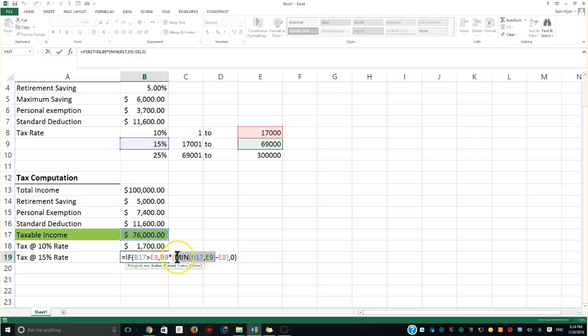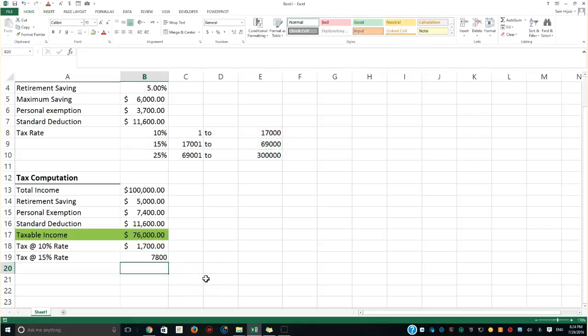However, we have to figure out what the amount really is. The amount is going to be the minimum of the 69,000, minus the 17. Then we multiply it by the 15%. Okay, great. At least we're making a mistake, we're learning from it, so this is good. And we're going to go ahead and also see the tax at 15%. Okay, great.